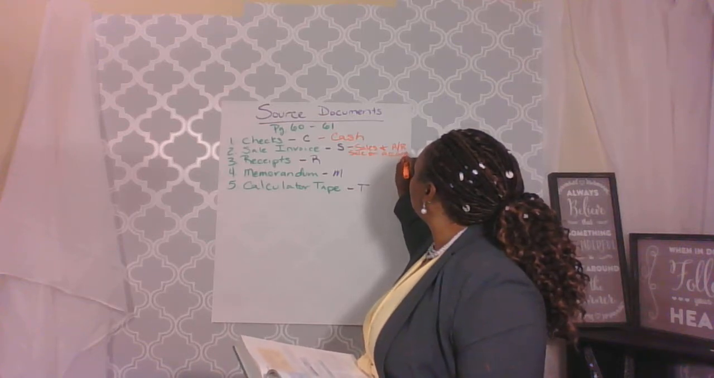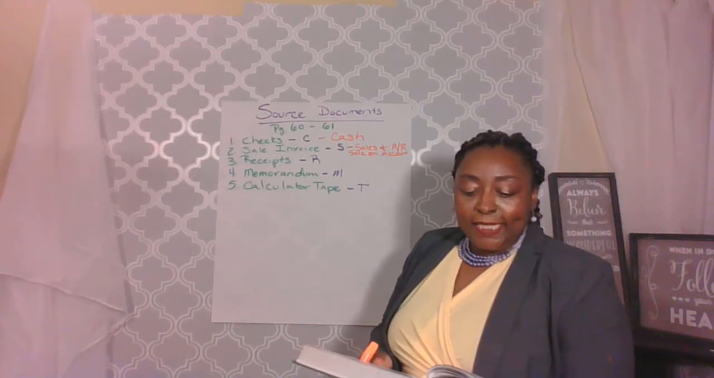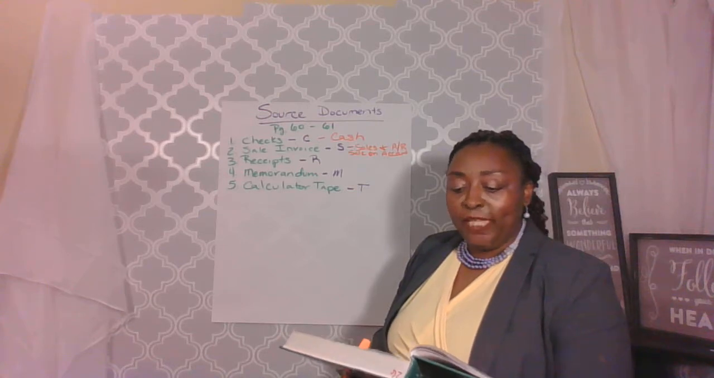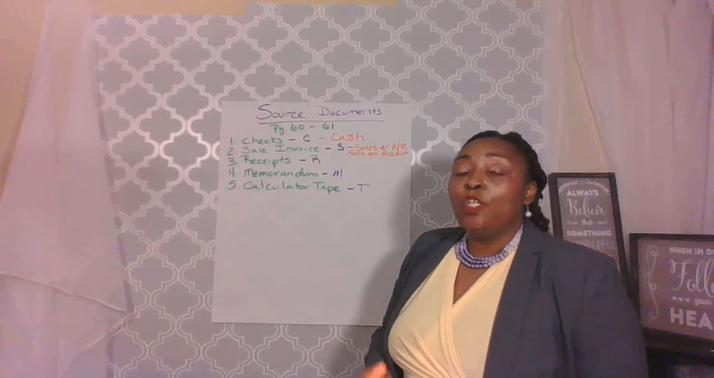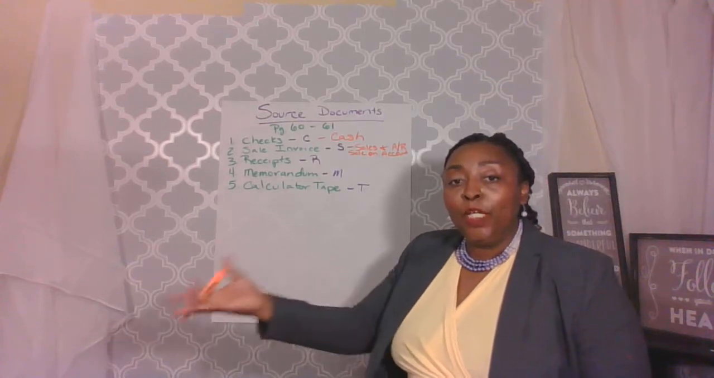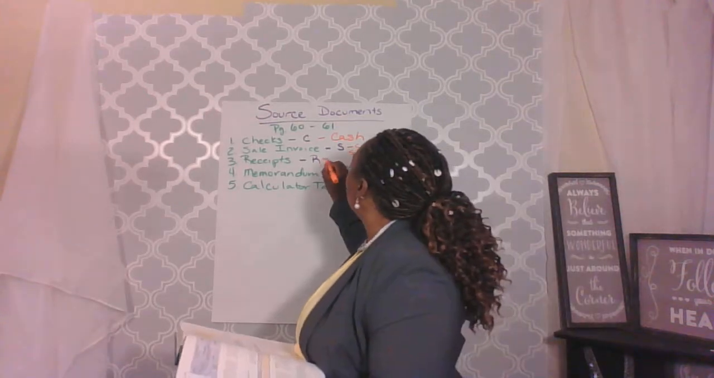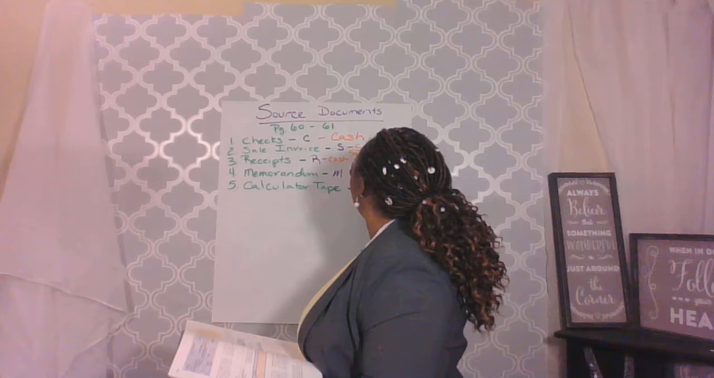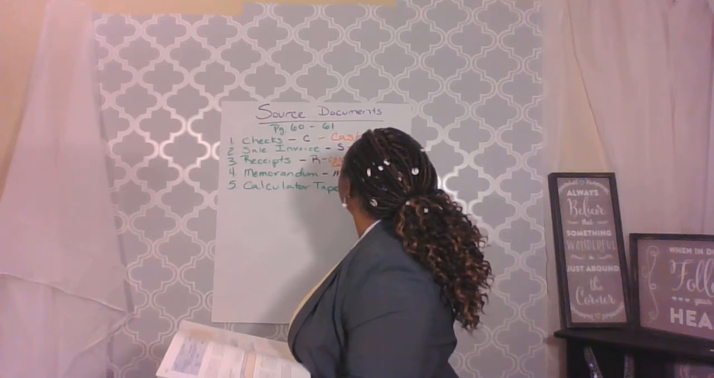Then we have a receipt. Receipts, on page 61: a business form giving written acknowledgement for cash received. Receipts are used when the company receives cash, so cash is coming into the company.